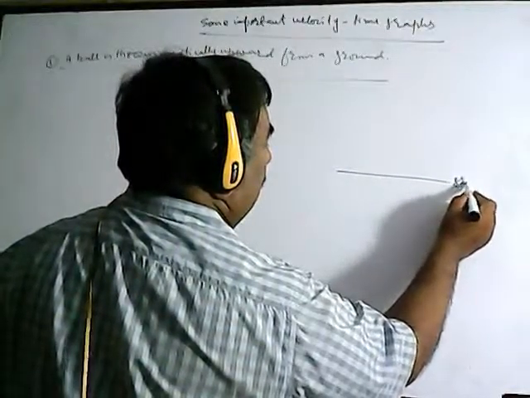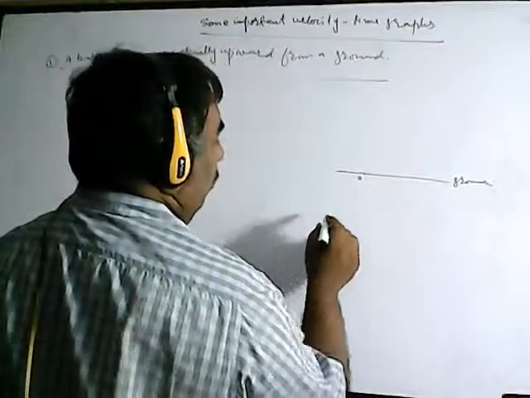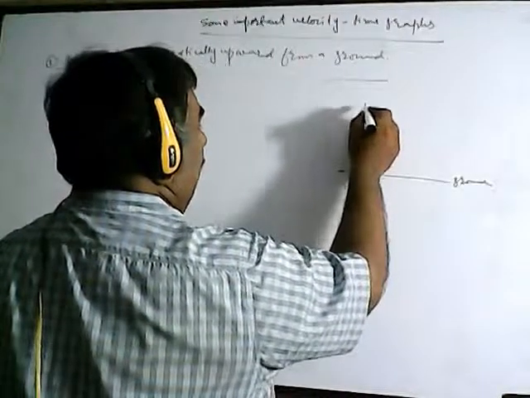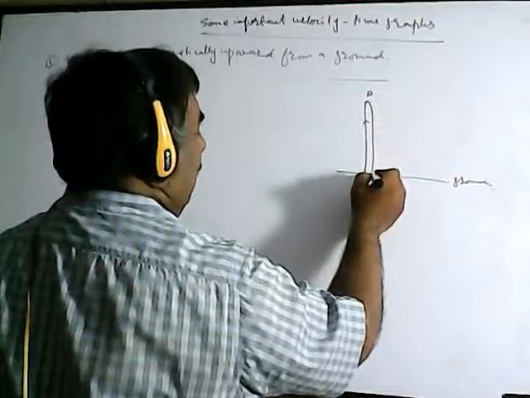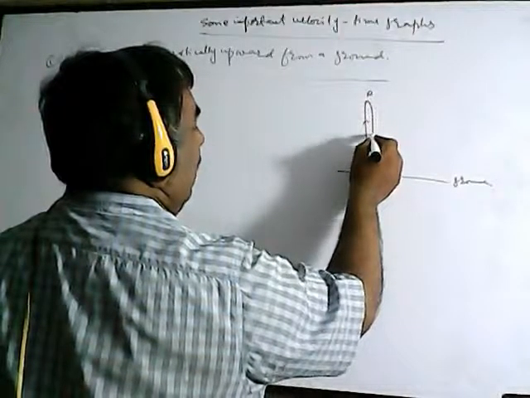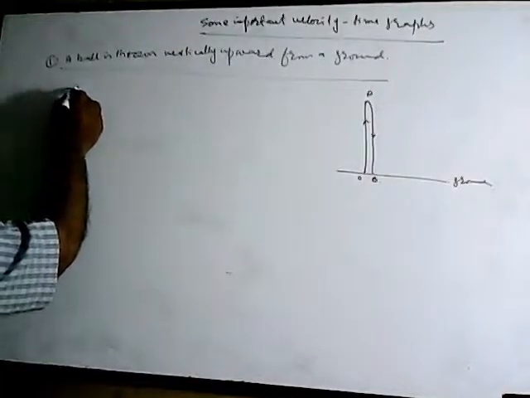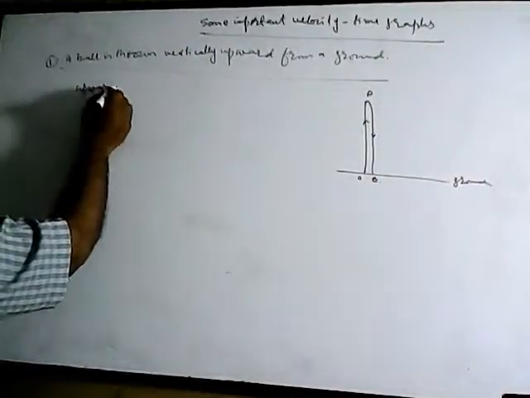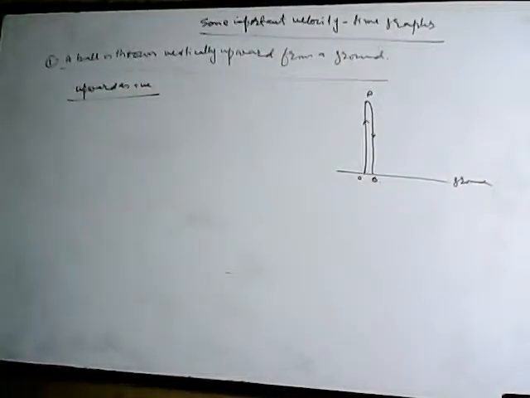This is the ground. The ball is thrown from, suppose, this origin O. It goes up, it reaches point A, then it comes here and again reaches point B, or this one. This is the motion of the ball. Now, if I take upward as positive, how will the graph look like?